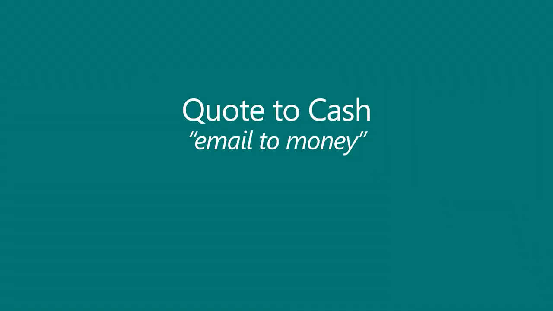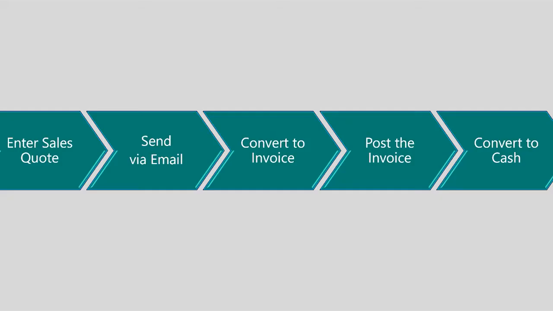One of the simple ways in which we see the blending of productivity tools and business processes of Dynamics 365 Business Central is through Microsoft Outlook. In this demonstration, we'll show you quote to cash, also known as email to money, in which I get an inbound email request from a customer, and I'm going to process that in its entirety, this entire business process through Microsoft Outlook. So the steps here are we're going to enter in a sales quote.